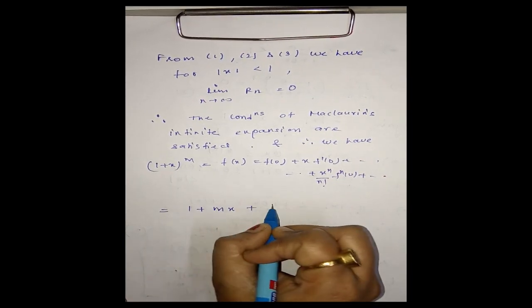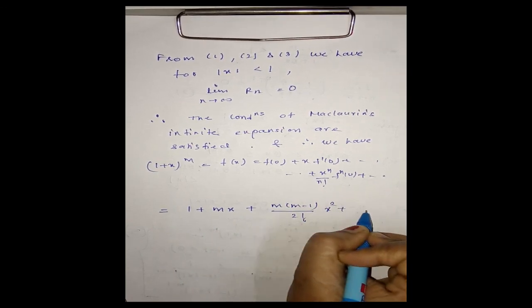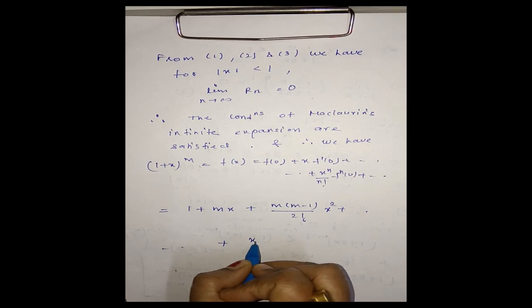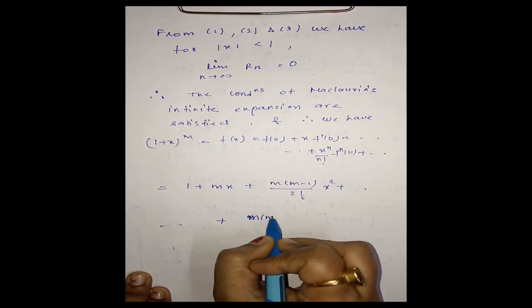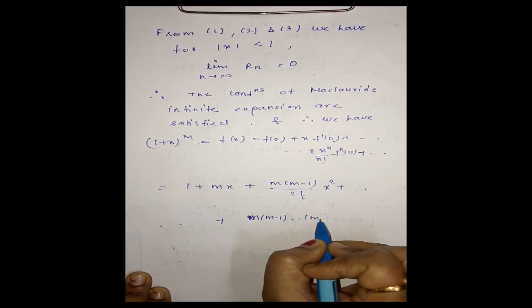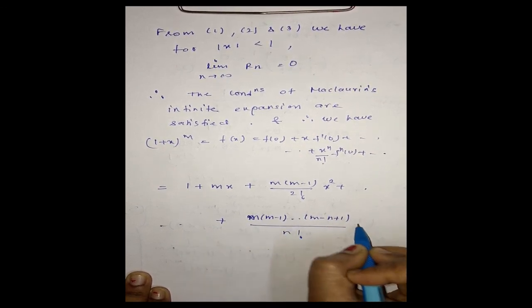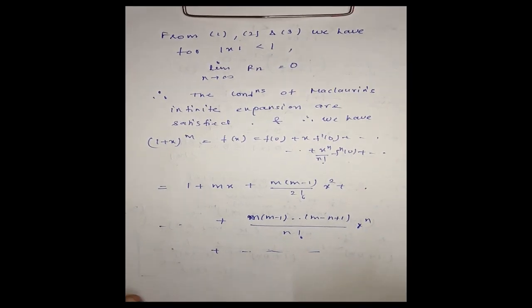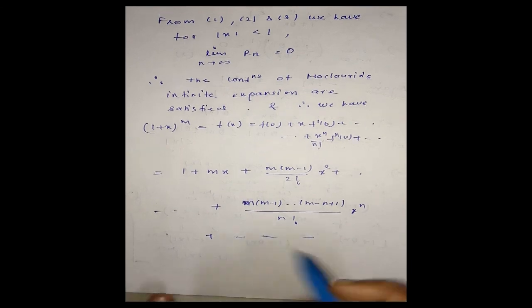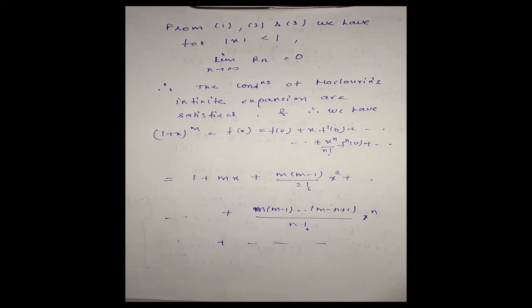That is, this m into m minus 1 by 2 factorial x square, up to m into m minus 1 up to m minus n plus 1 divided by n factorial x^n, and so on. This is the infinite expansion of (1 plus x) power m when m is not a positive integer. Okay, clear?